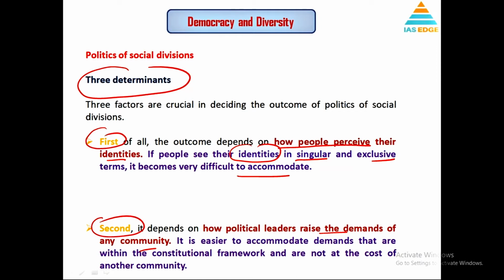Accommodation becomes very difficult. So the first scenario is a situation where people who belong to a certain social group do not want to live there. For example, what happened in Yugoslavia eventually led to division in the country.